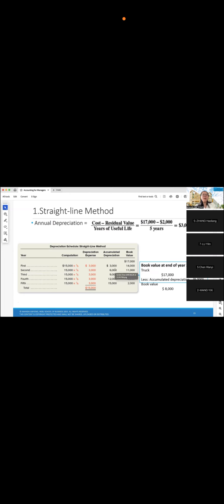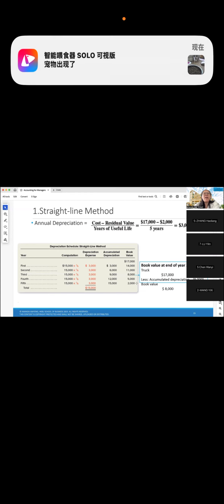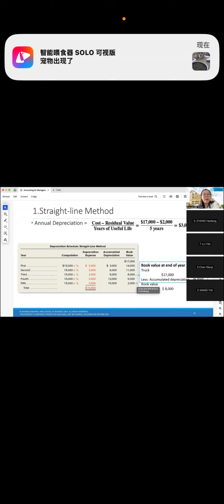In the second year, accumulated depreciation would be depreciation expense for that year, 3K, plus accumulated depreciation from the previous year, 3K. So in the second year, total accumulated depreciation would be 6K, right? And then we further reduce the book value by $3,000. Okay, so the key for this schedule is that at the end of the 5th year, my net book value should be the same as my residual value. Okay, so it's $2,000 over here, which shows that after I take off my residual value, I allocated the cost of 15K over the course of 5 years, bringing my net book value of my truck to $2,000. Okay, so this is for the straight line method, and I guess this would be pretty straightforward to calculate.